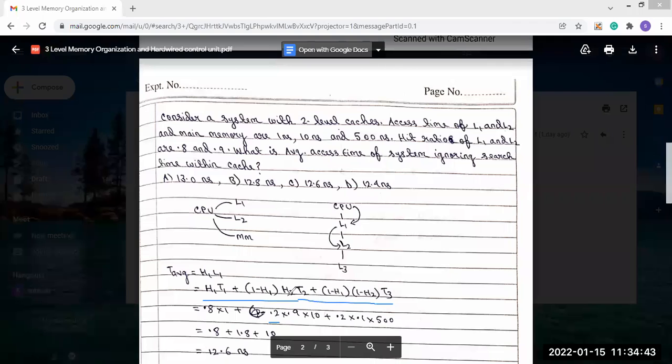Then H2, that means hit ratio 2. What is the hit ratio of the L2 device? 0.9. So 0.9, and T2 is what? T2 is 10 nanoseconds. So 10 nanoseconds, times (1 minus H1), so 1 minus 0.8, it will be 0.2. Then 1 minus H2 means 1 minus 0.9, so 0.1. And T3 is what? T3 is 5 nanoseconds. So if we do this addition, then we will get 12 nanoseconds. So this option is right.